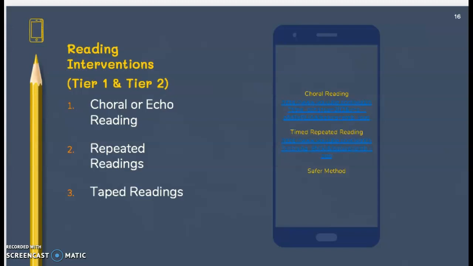Let's talk about some interventions. Now, your textbook has great research-based interventions. I encourage you to read them. Here are some examples: choral or echo reading, repeated reading, tape readings. I've also put links in Moodle where you can find examples. Be familiar with reading interventions for Tier 1 and Tier 2 and have them in your tool belt.